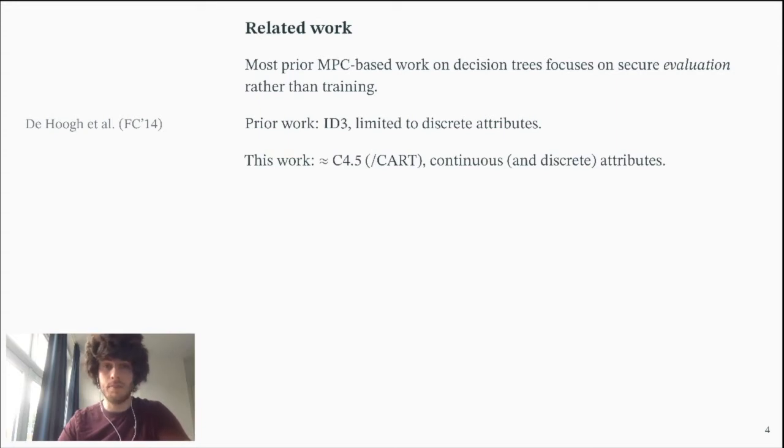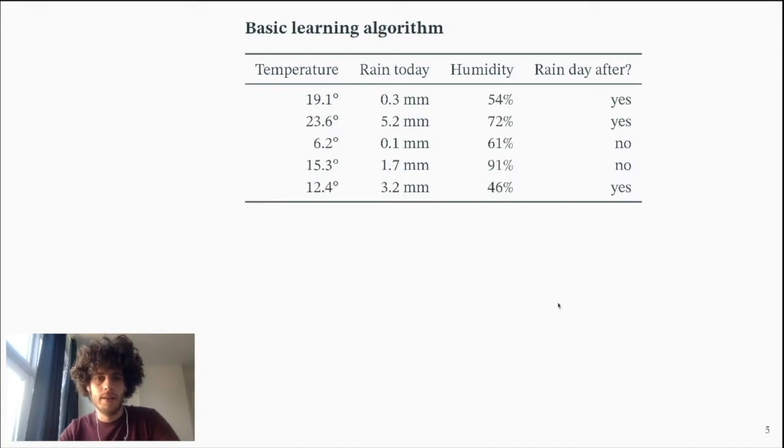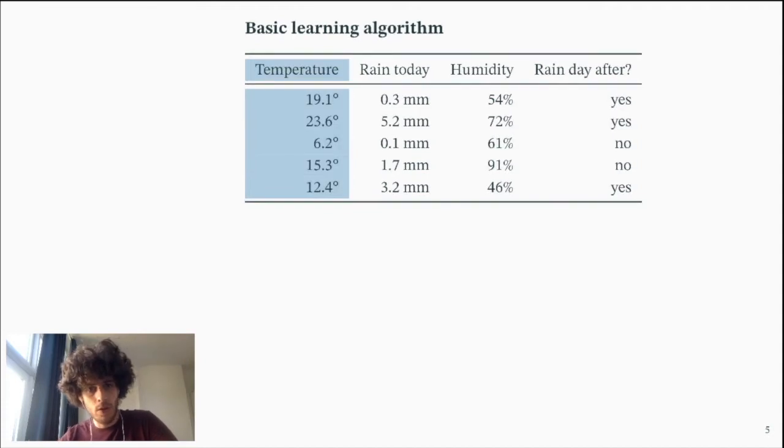But in practice, we often have continuous attributes. So we are interested in this. The clear algorithms for this are usually called C4.5 or CART, and we have a very stripped down version of this that we're going to develop into a secure algorithm. This basic stripped down algorithm looks like this. For each attribute, we're going to consider all of the values as potential splitting points.